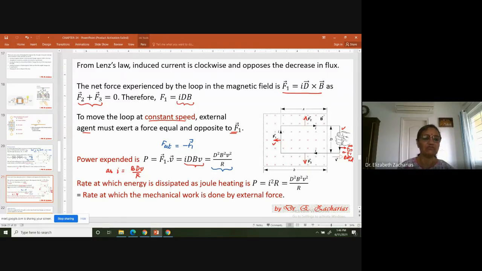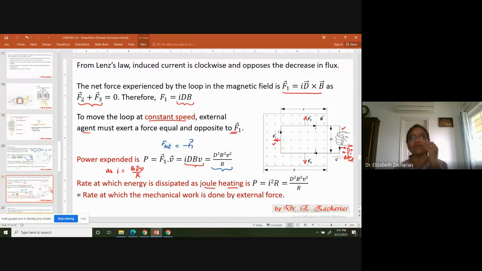That energy is lost as Joule heating. You people in your plus 2 have studied power is equal to I square R. So that is the rate at which energy is lost from the wires whenever there is a current flowing. And this kind of a power loss is called Joule heating.